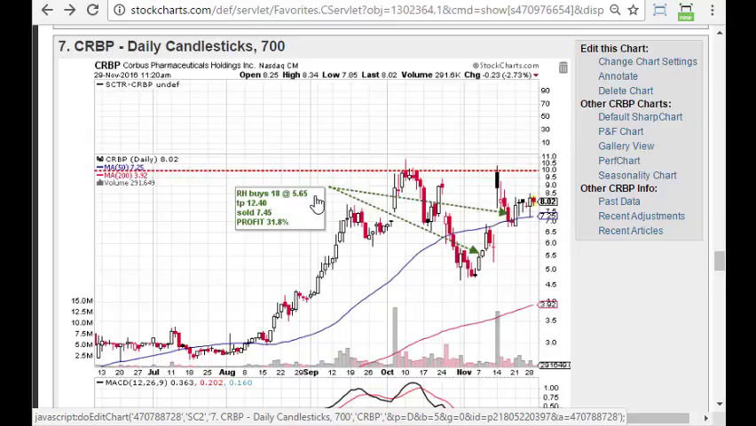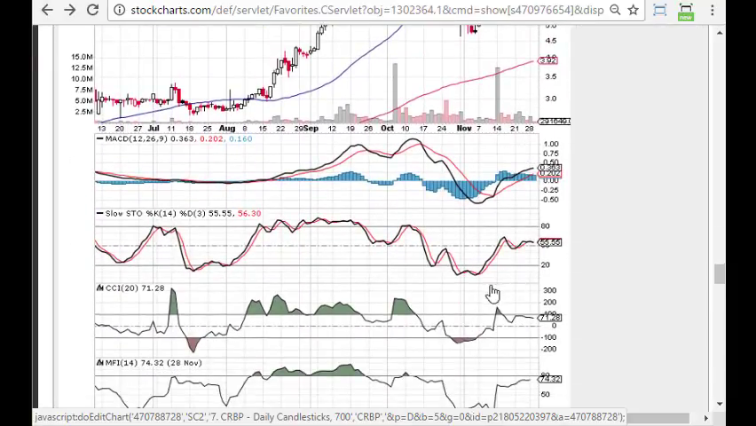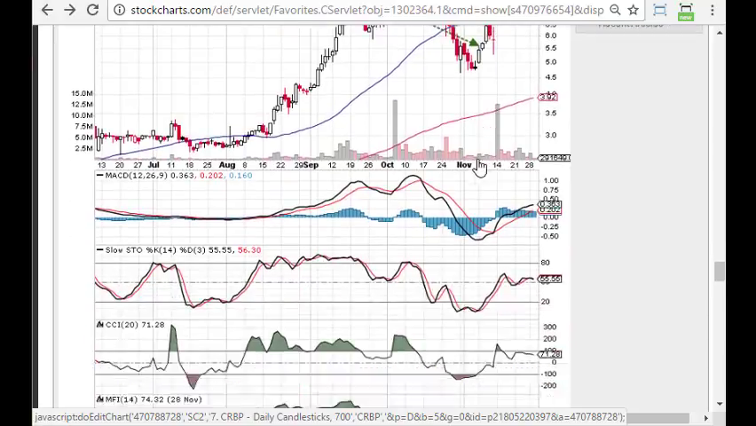I got in at 5.65. I sold it at 7.45 for a profit of 31.8%. And look at this trade. It only took 1.5 weeks to get in, 1.5 weeks, and I got a 31% gain on that one. Not bad, right? But right now it's at the top of its swing. You're not going to be able to get much out of this one.